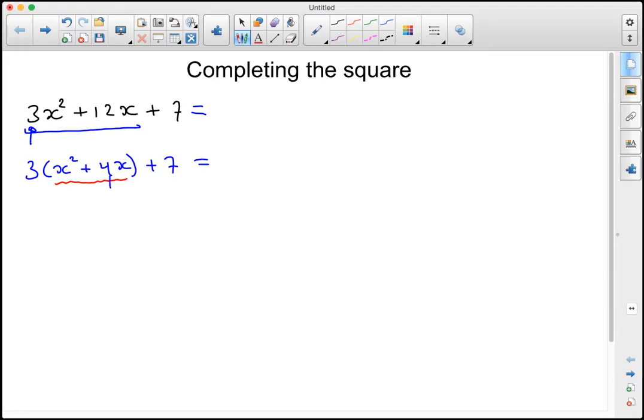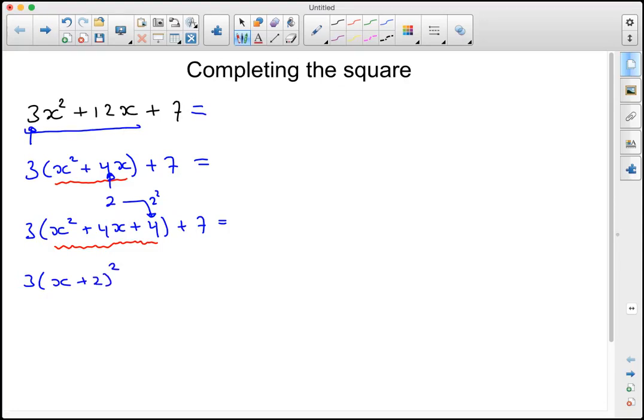To complete the square, we halve that value, it's going to be 2, and then we will square it. So we get 3 times x squared plus 4x plus 4, so that's 2 squared, and the 7 is still there. And now we can see that this is a perfect square. That is the perfect square that we can write as x plus 2 squared.